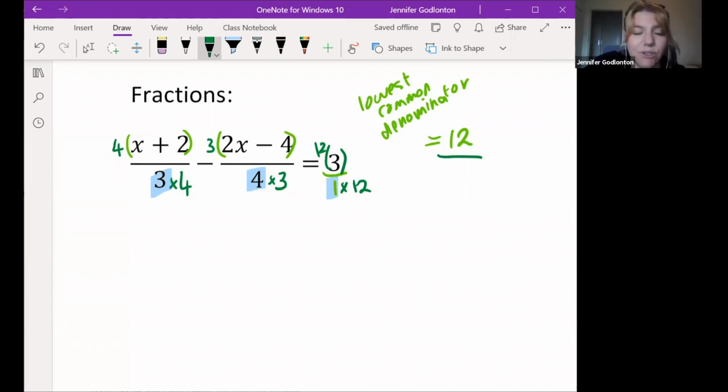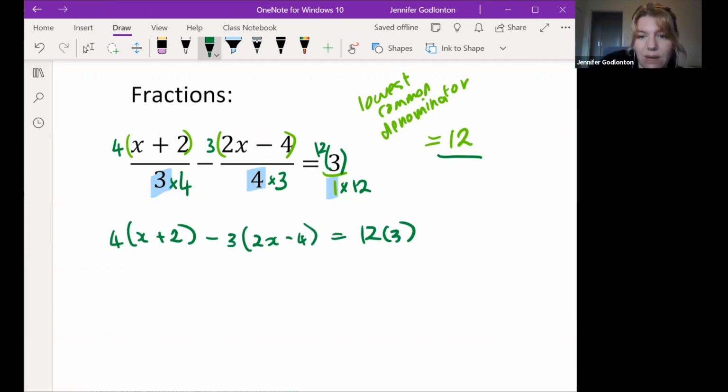So now I'm basically just going to write that out. So I'm going to have 4 bracket x plus 2 minus 3 bracket 2x minus 4 equals 12 bracket 3. And all of them have a denominator of 12.